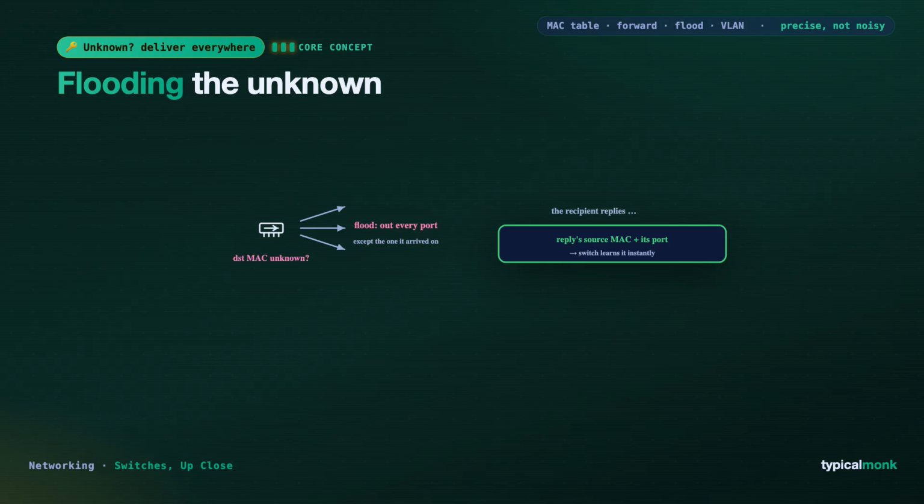The recipient, upon receiving that flooded frame, will usually reply. And that reply is a frame with the recipient's MAC as its source, arriving on a specific port. The switch, always learning, immediately records that MAC is on this port. So the very act of flooding leads directly to learning the answer. The next frame to that device would be forwarded precisely, no flooding needed.